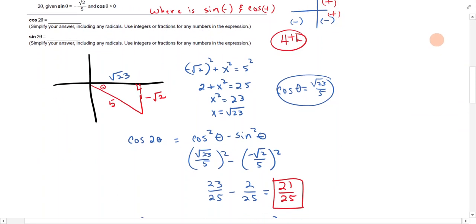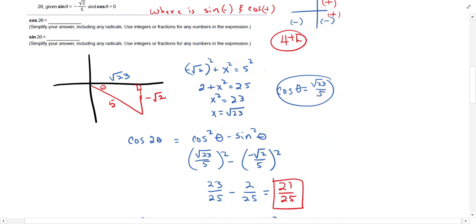So let's draw our triangle from quadrant 4 out from the origin up to the x-axis. Here's my negative square root of 2. Here's my 5 because sine theta is opposite over hypotenuse. I need to solve for this value. So it's that Pythagorean theorem. Negative square root of 2 squared plus x squared is 5 squared. So I've got 2 plus x squared is 25. Subtract the 2. So I get x is square root of 23. Now I have all three.